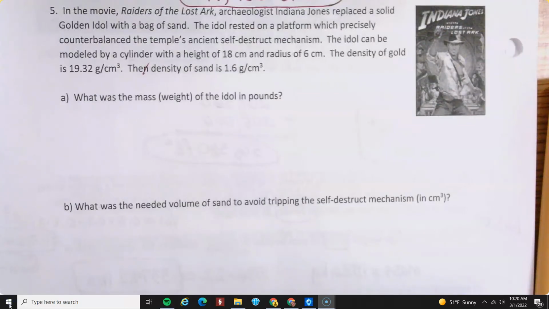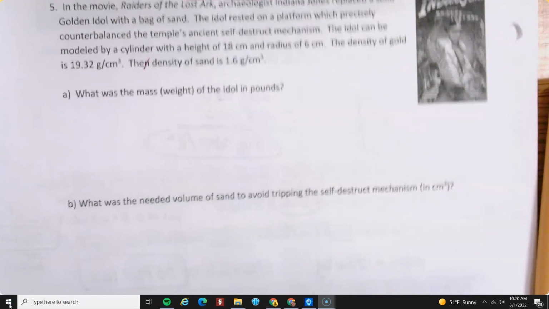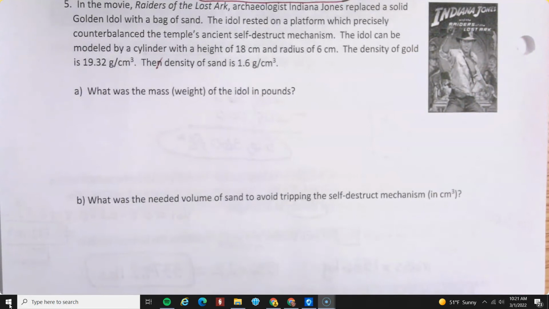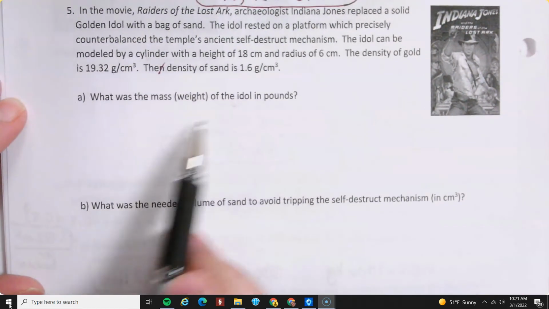Okay, so that's a really epic scene in a really good movie, and he has a great deal of trouble getting out with things falling apart like that. So it's worth watching. But what was the mass or weight of the idol in pounds?